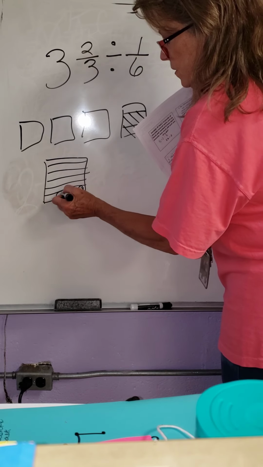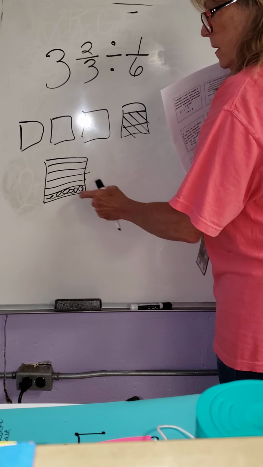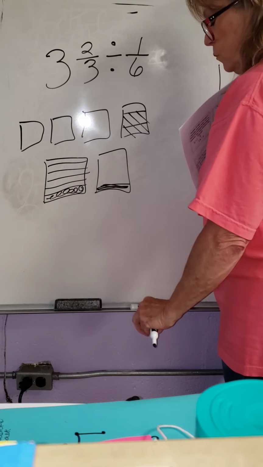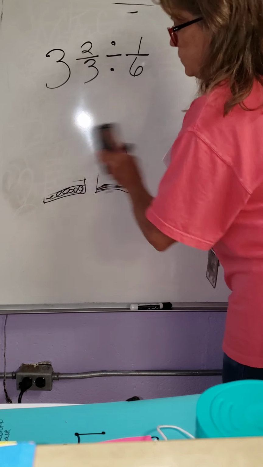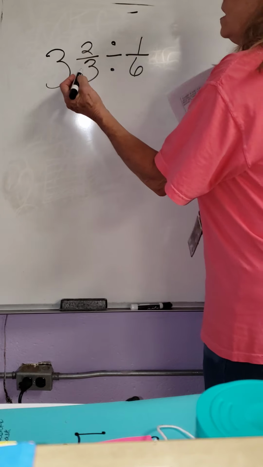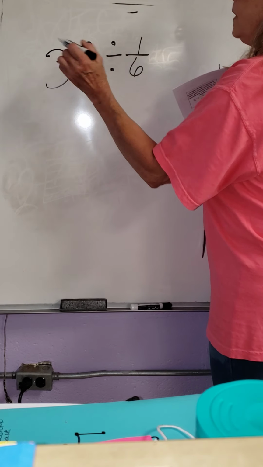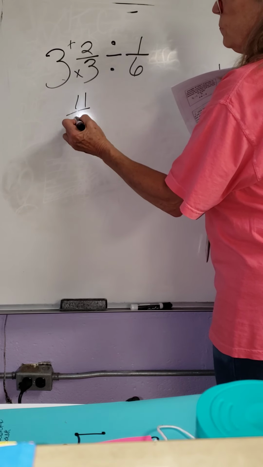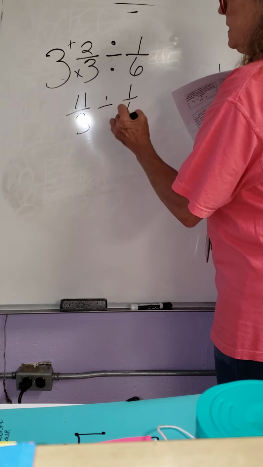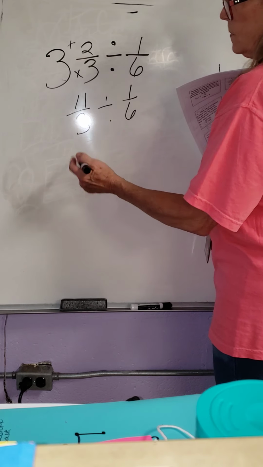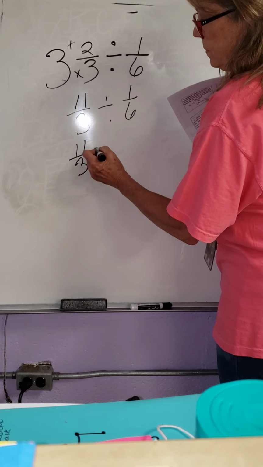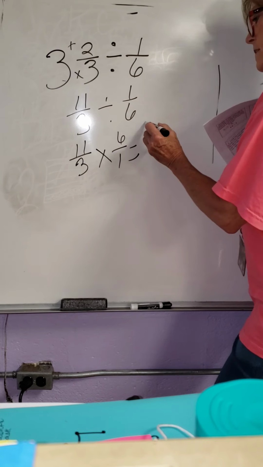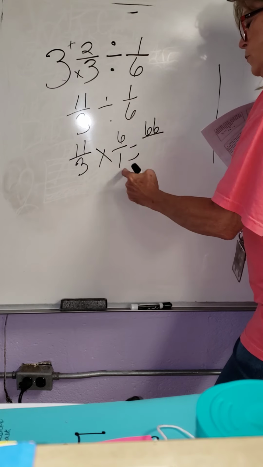So here's what she's going to do. She's going to pour all that milk in this container with just one section. The same way with this one. How many of those will she have? Okay, so here's what we're going to do. We're going to divide. We don't have a numerator and denominator, so 3 times 3 is 9, plus 2 is 11 over 3, divided by 1/6. Now what do I do? Keep, change, flip. 11 times 6 is 66. 3 times 1 is 3.